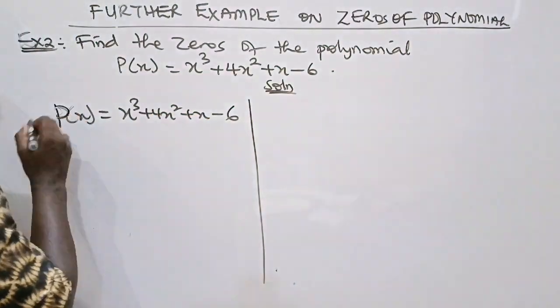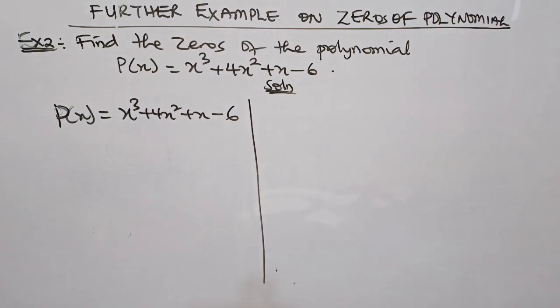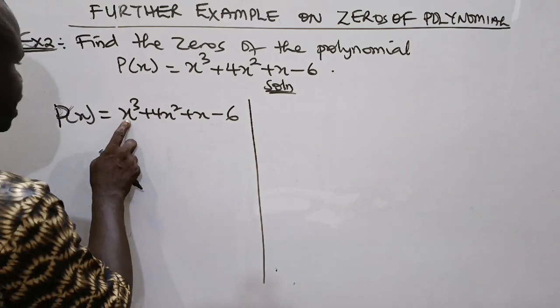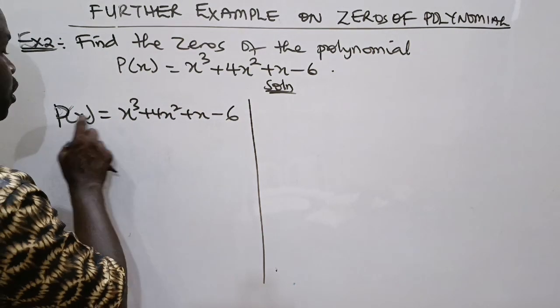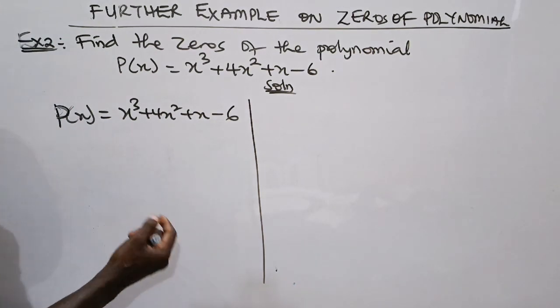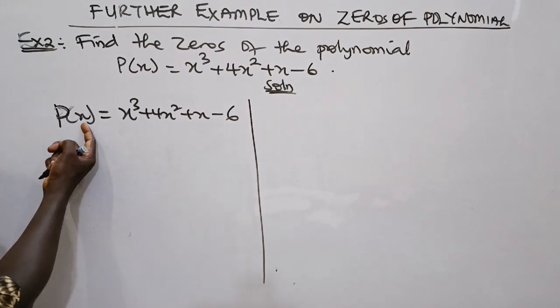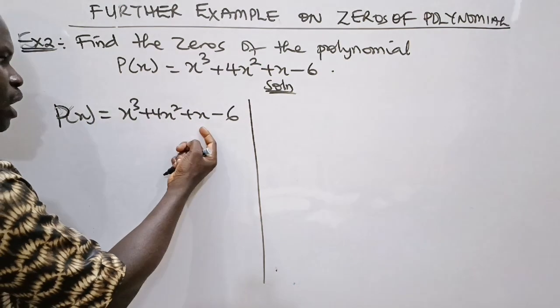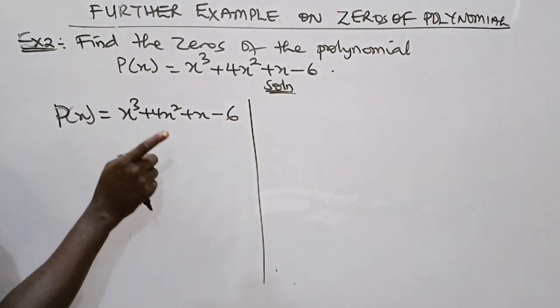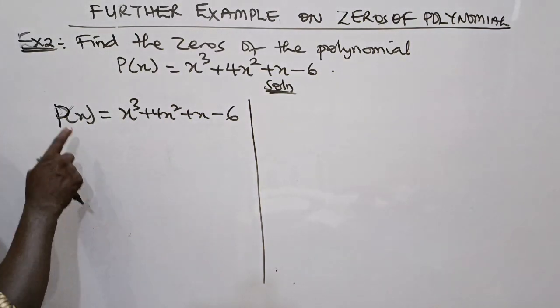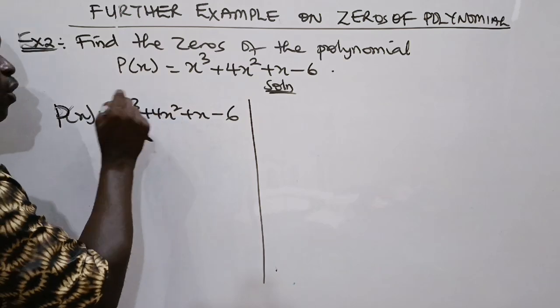So how do we know the zeros of this polynomial? We are going to test this by guessing. Guessing is just that you substitute for the value of x that's going to make this polynomial equal to 0. Let's try. If x is equal to 1, are we going to get p of 1 to be equal to 0? If yes, then that simply means that x minus 1 is a factor of this polynomial.